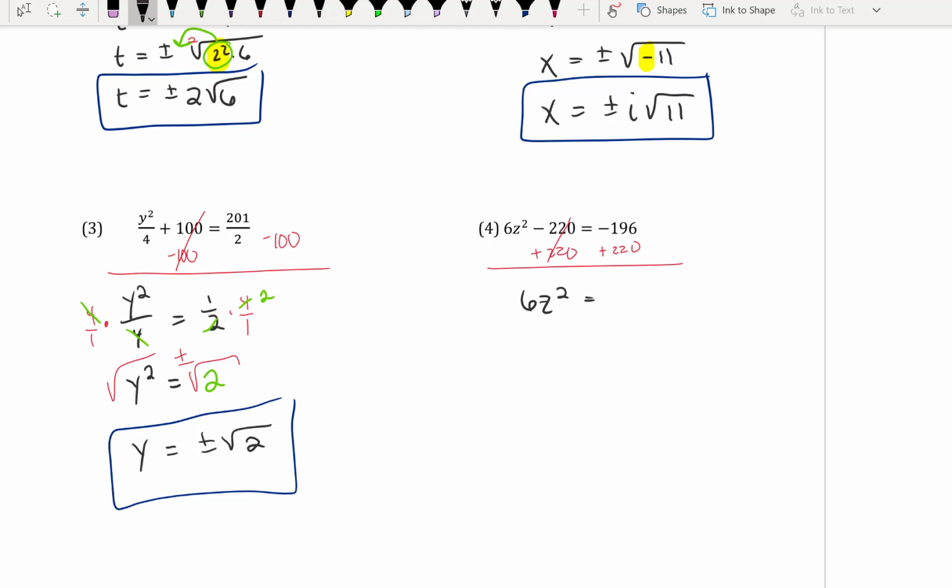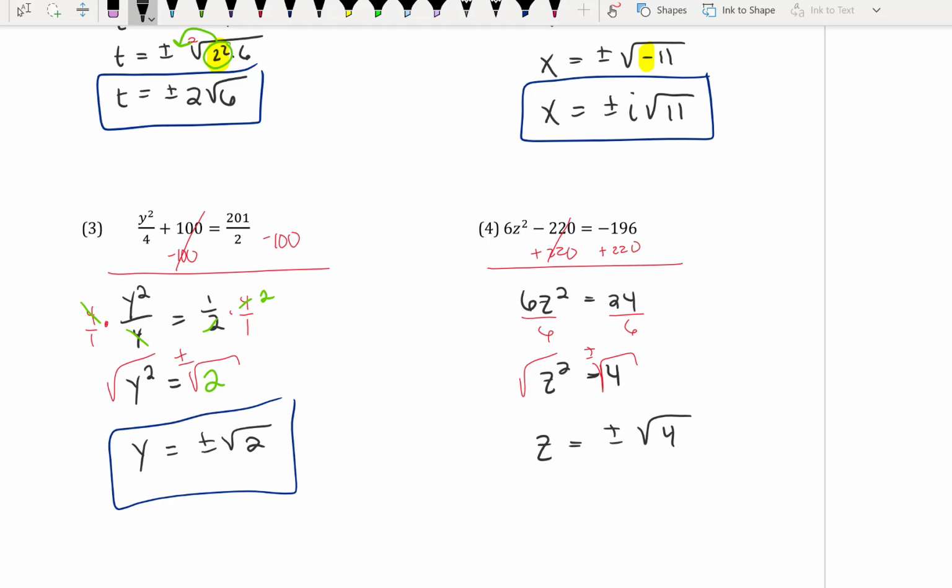So negative 196 plus 220 is equal to 24. And so I'm going to divide by 6 on each side, so that z squared is equal to 24 divided by 6, which is equal to 4. Now I get to square root both sides, and don't forget the plus or minus, so that z is equal to plus or minus the square root of 4.